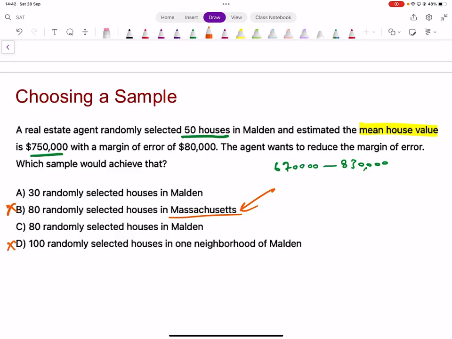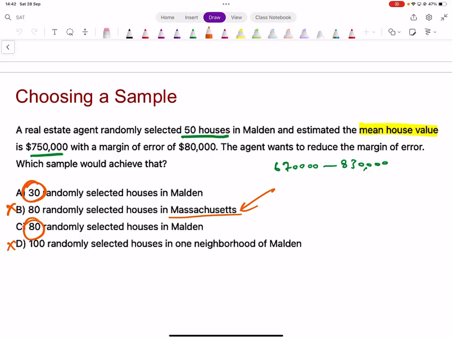Now the other two options are select 30 randomly selected houses in Malden or 80 randomly selected houses in Malden. The original choice was 50 houses. The greater your sample size is, the better your results are going to be. So larger samples are going to mean smaller margins of error.